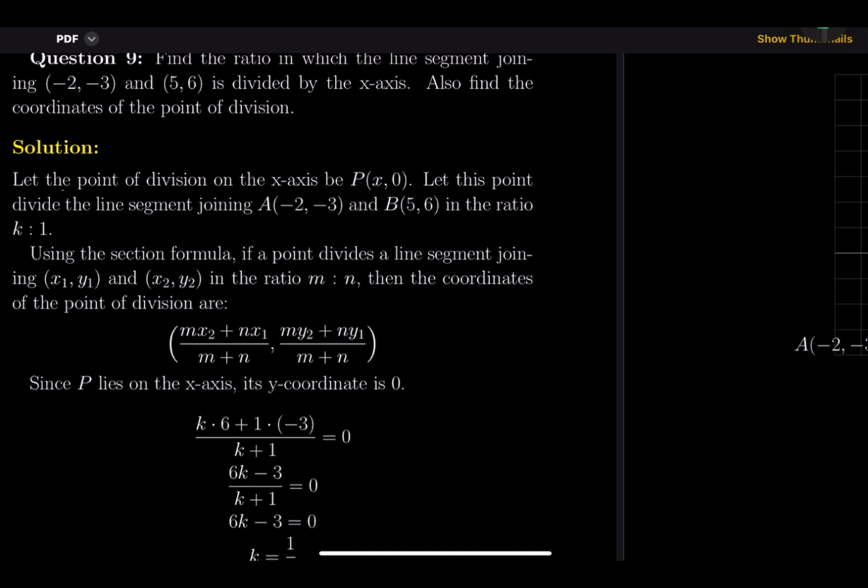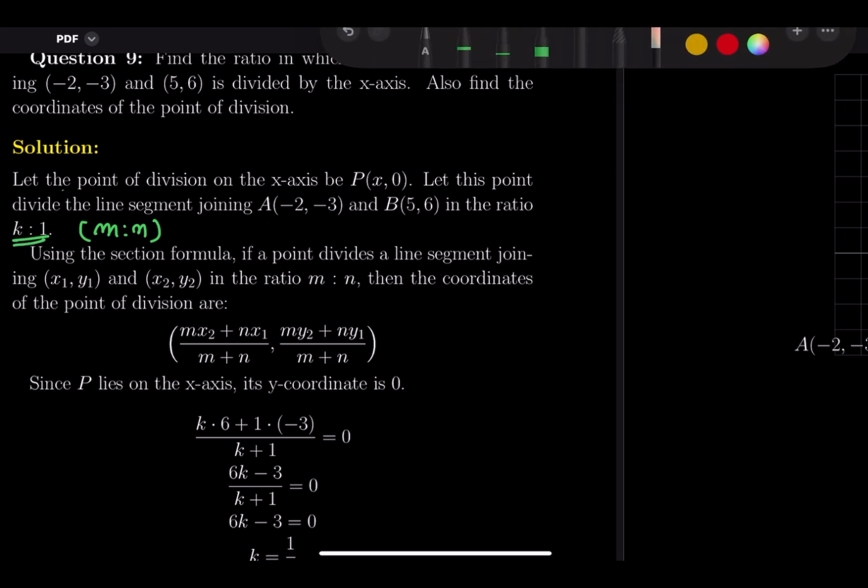Now, sir, instead of ratio k is to 1, can I put m is to n? Fine, you can do, you can go on your own choice. I just put k is to 1 so that it will be easy for us to calculate. Okay, so let us go.